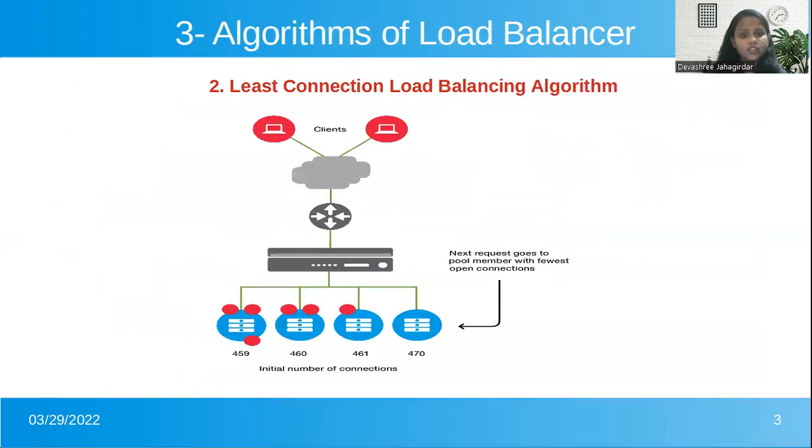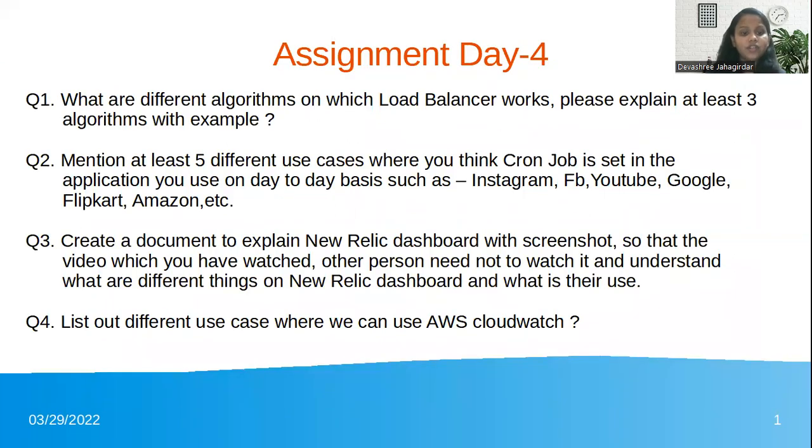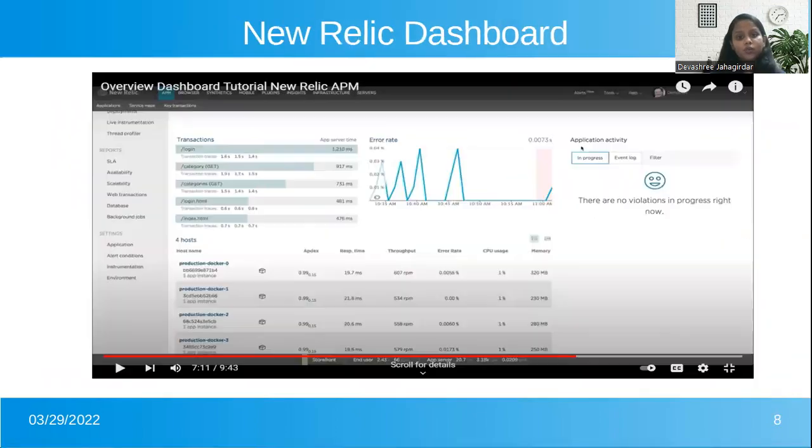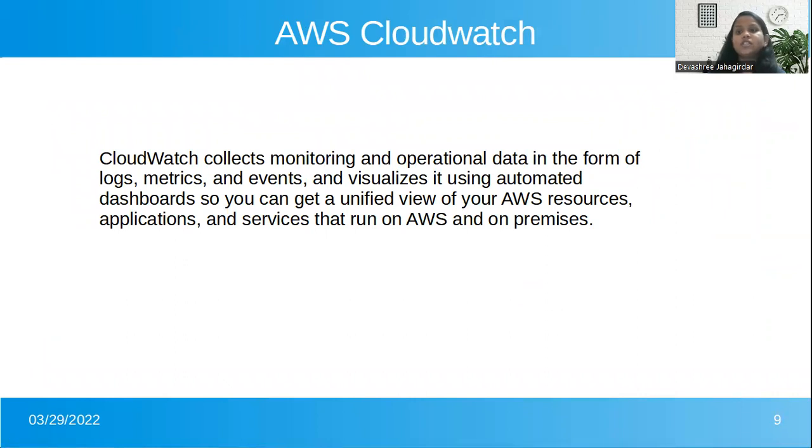So now moving to the last and fourth question, that is, list out different use cases where we can use AWS CloudWatch. So what is AWS CloudWatch again? AWS CloudWatch is a native monitoring tool for Amazon, right? It provides data collection and resource monitoring capability. CloudWatch collects monitoring and operational data in the form of logs, metrics, and events, and visualizes it using automated dashboards. So you can get a unified view of your AWS resources, applications, and services that run on AWS and on premises.